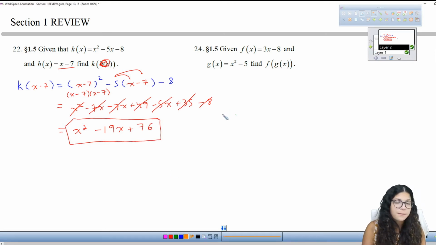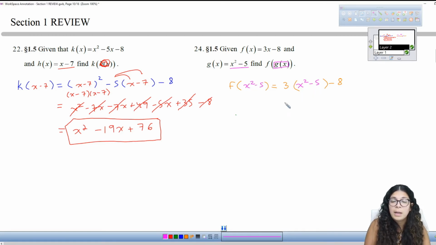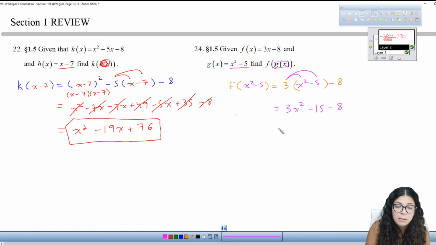All right, 24. For 24, we're finding f of g of x. So f of input equals 3 times the input minus 8. Now, what is the input that we're plugging in? G. What is g? Well, g is right here: x squared minus 5. And then now we just simplify. Distribute 3. We get 3x squared minus 15. Negative 15 minus 8 is negative 23. So we get 3x squared minus 23. And that is f of g of x.